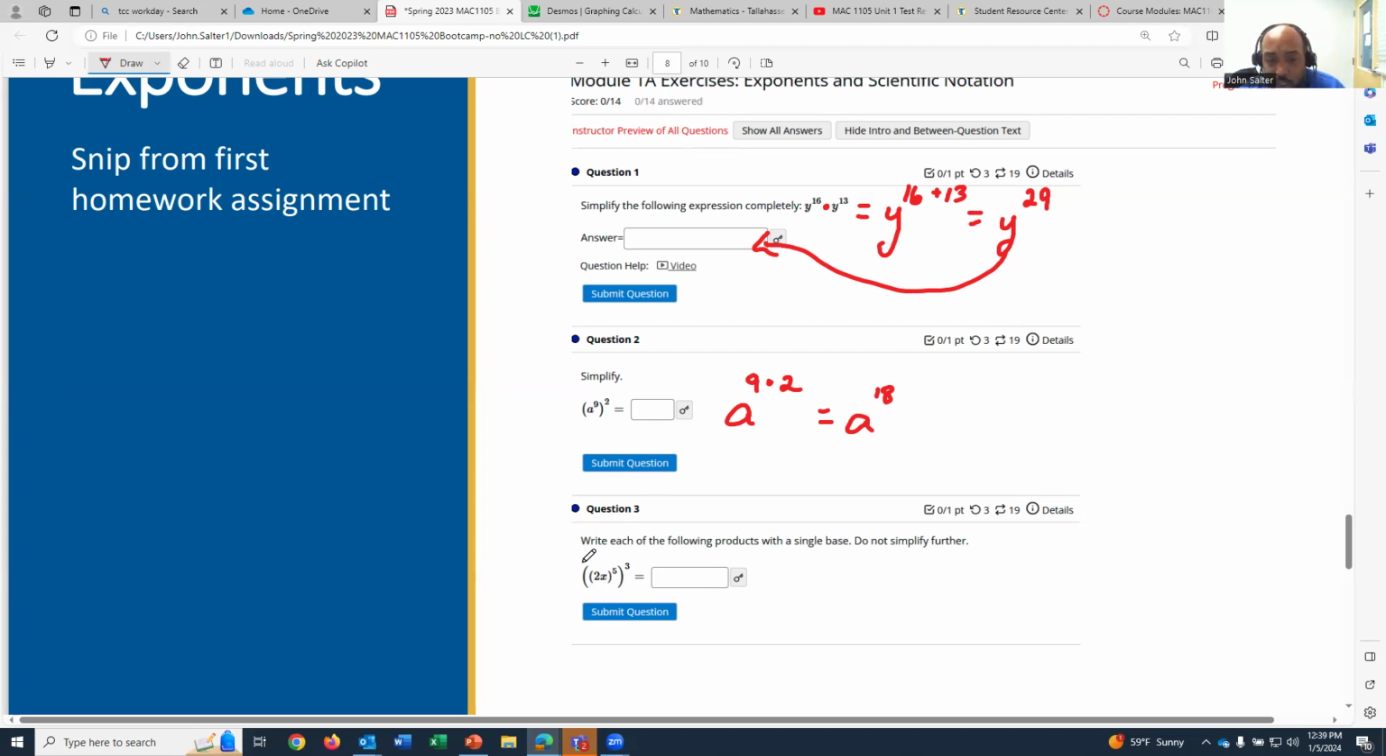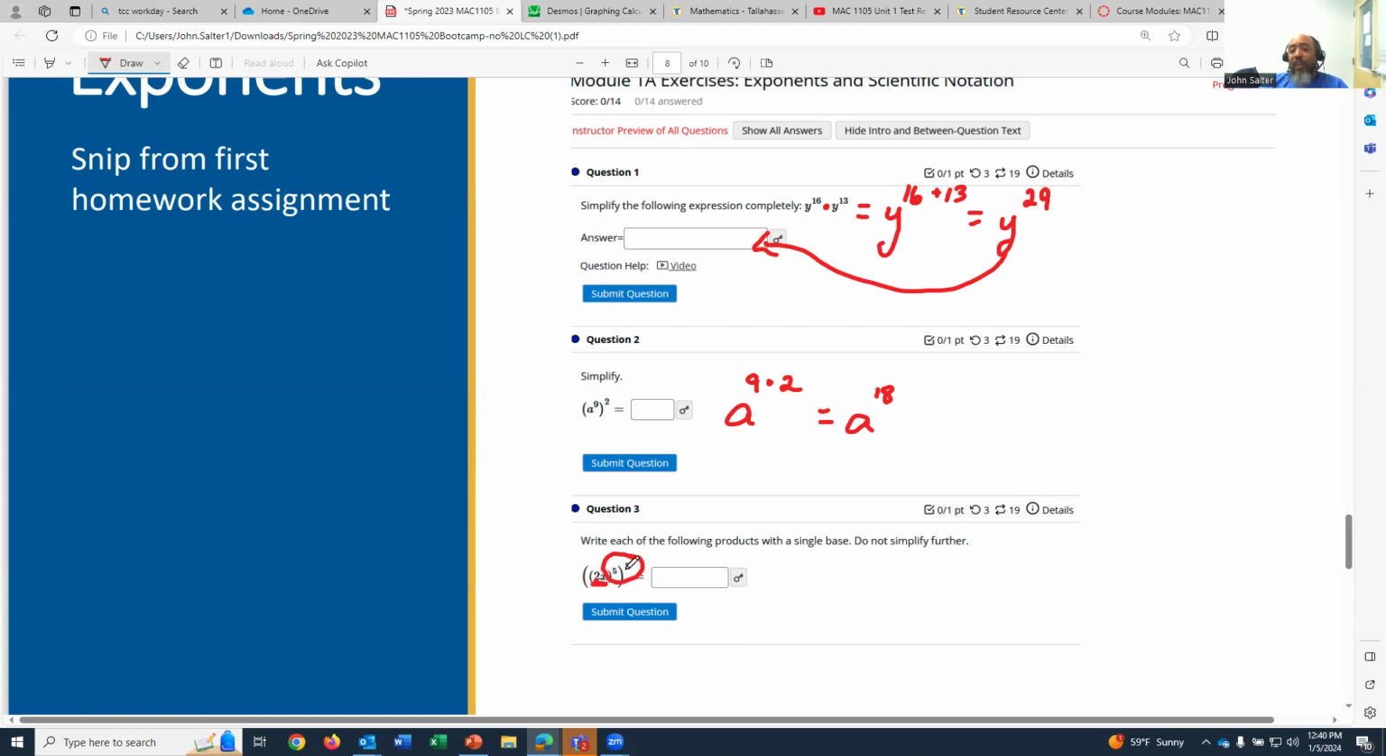All right. This one is a little bit more ugly, a little more convoluted, and my directions are a little bit different. Write each of the following products with a single base. Do not simplify further. All right. What do I do? Well, let's say with a single base. This is my single base. So it's really just asking me to combine this part.